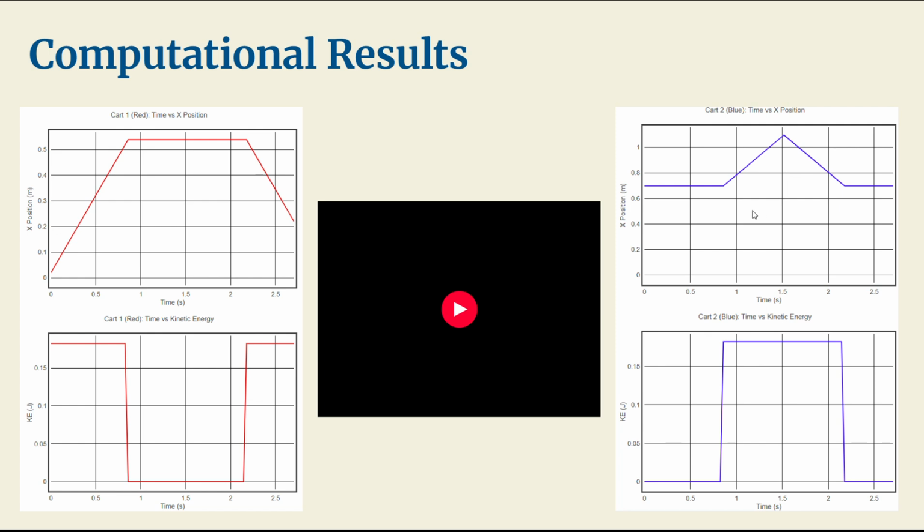Time versus X position for the blue card shows that it is at rest, then it begins moving to the right, back to the left after hitting the wall, and then at rest again. Kinetic energy goes from minimum to maximum, back down to 0.